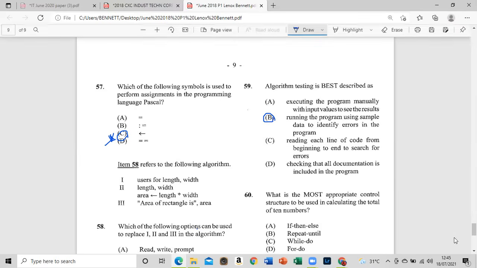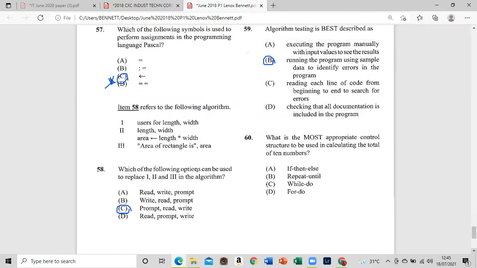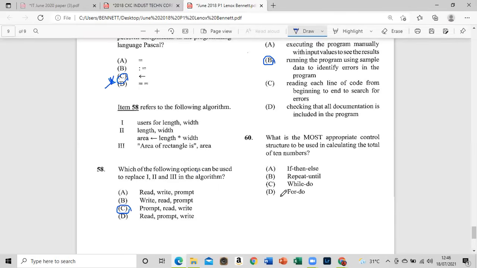All right, what about the last one now? Who wants to take on this one? Again, guys, remember, put the answer for 57. I'm not quite sure of that one. 60. What is the most appropriate control structure to be used in calculating the total of 10 numbers? All right, so is it the if then else? Is it repeat until? Or is it the while do? Or is it the for do? I will go with D, which is the for do.